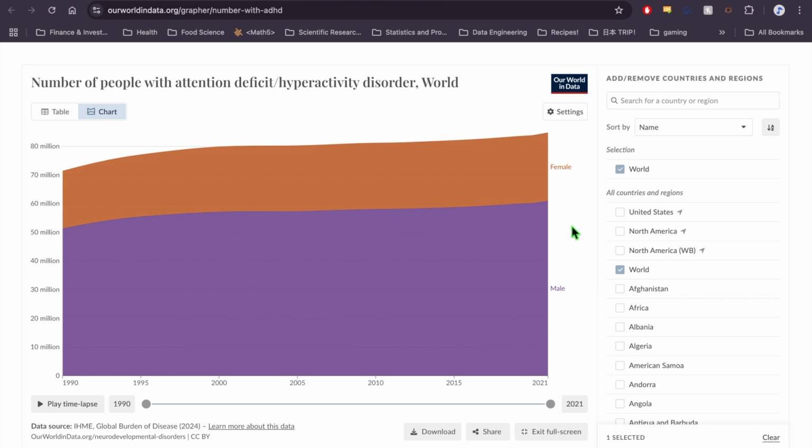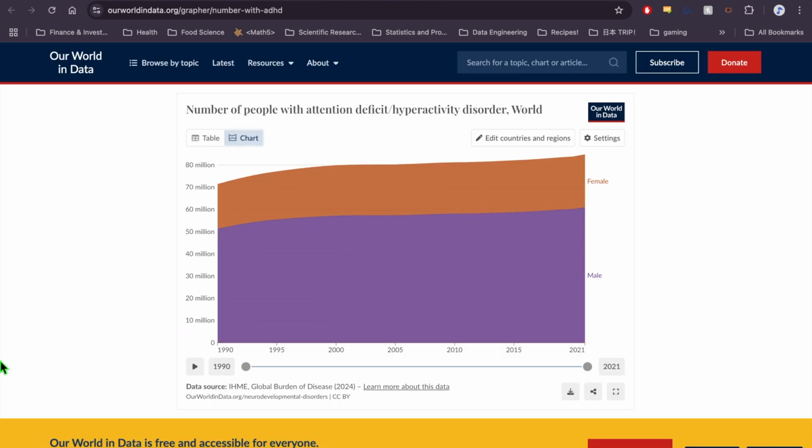So the first thing that might be important when we're looking at a graph is, is this data sourced from anywhere? And so we're looking at this page here. There's a lot of information, and usually in academic texts, the credit will be listed in the bottom left corner. So let's look at that. Okay. So we do see here data source is IHME, Global Burden of Disease 2024.